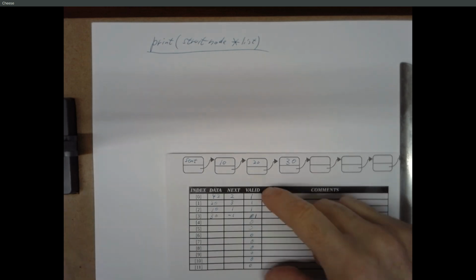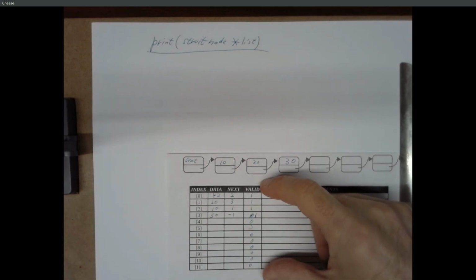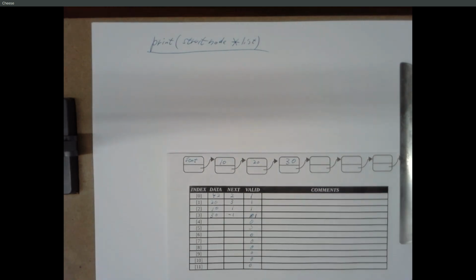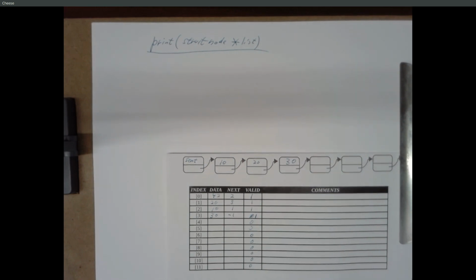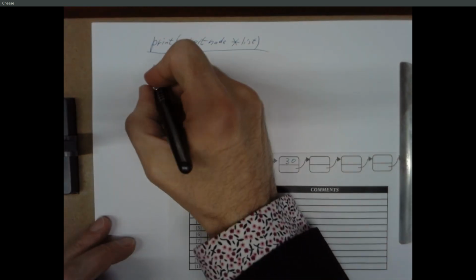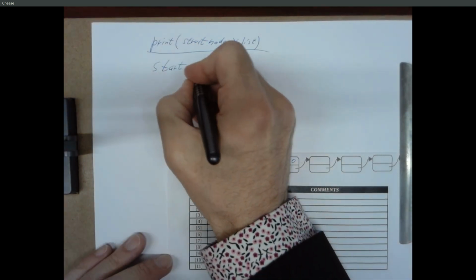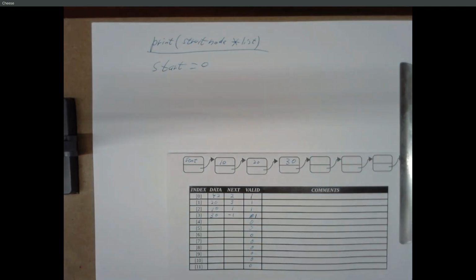If somebody handed you this array and said, can you tell me what the list looks like? What are the steps you would use yourself to figure out that this is a 10 and a 20 and a 30? Follow the next. Okay, follow the next, starting with 0. So I'll do start equals 0.